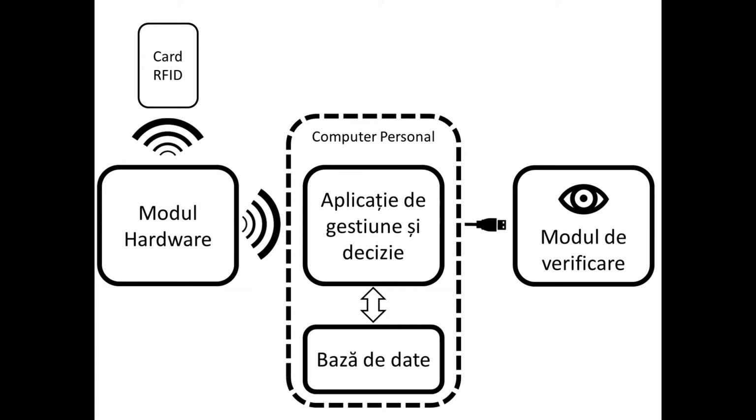The purpose of this project is to introduce a new way of marking the roll in order to raise the attendance rate at the lectures. As you can see, the project has three main parts: a hardware module, a desktop application, and a checker. And I will take them one by one and explain their functionality.